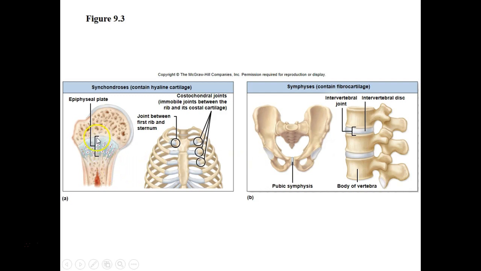So here we have a synarthrosis between the epiphysis of our long bones and the diaphysis of our long bones. This is where that epiphyseal plate is going to be found, and this is hyaline cartilage. And here, between the ribs and our sternum, we have costal cartilage. Again, this cartilage holds the ribs and the sternum together. There's no movement. These are composed of hyaline cartilage. Here we have intervertebral discs, and there's your pubic symphysis. These are both types of symphyses, and they're composed of fibrocartilage. There's slight movement within these joints.